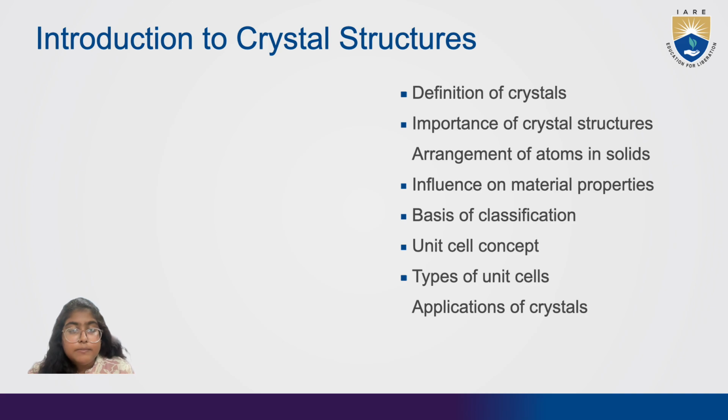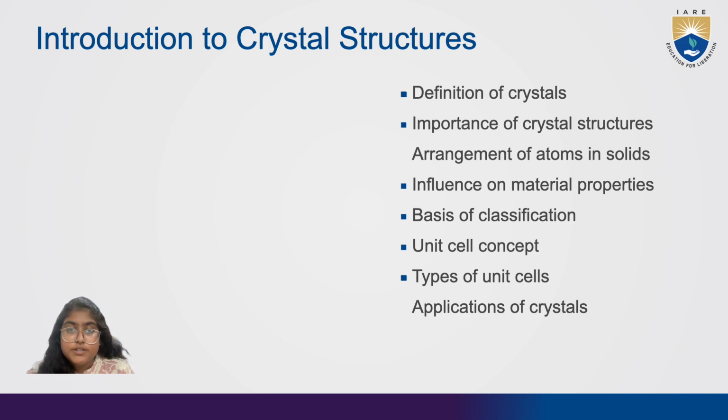The way atoms are arranged in a solid directly influences its mechanical strength, electrical conductivity, optical behavior, and so much more. The basis for classifying these structures lies in the concept of the unit cell. Think of a unit cell as the smallest repeating unit that, when stacked together in three dimensions, creates the entire crystal lattice. These unit cells come in various shapes and sizes, leading to different types of crystal structures.